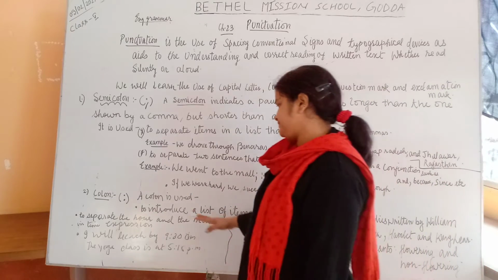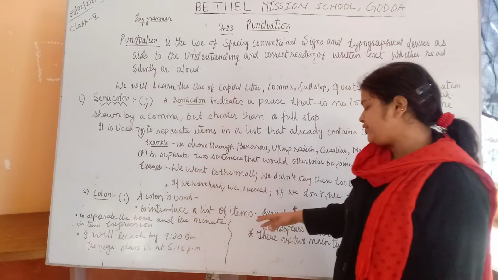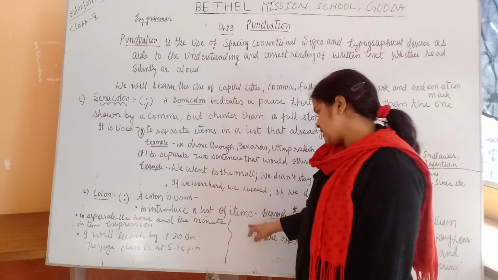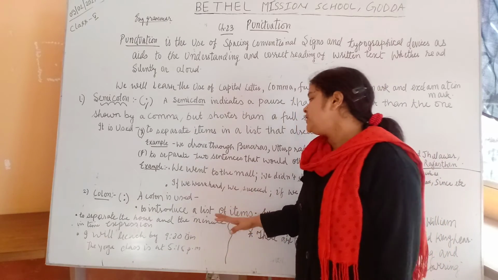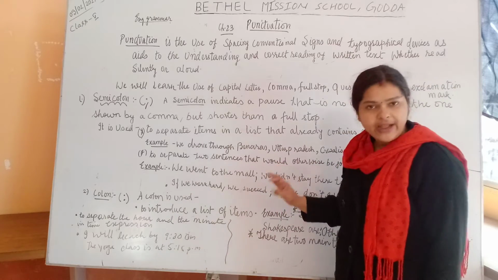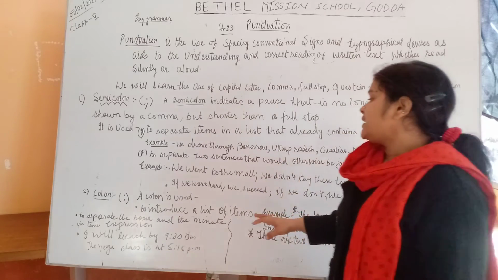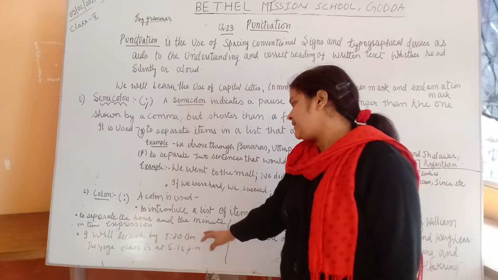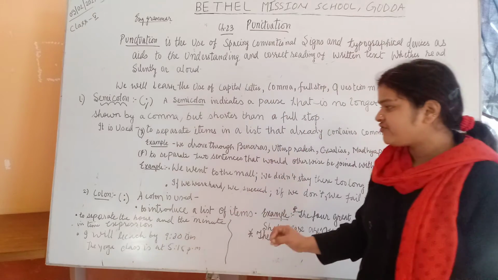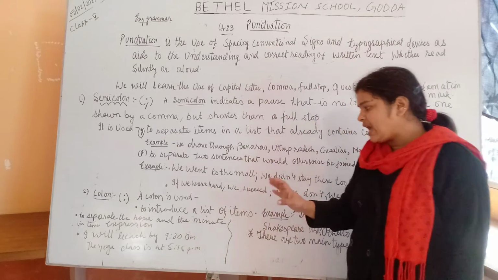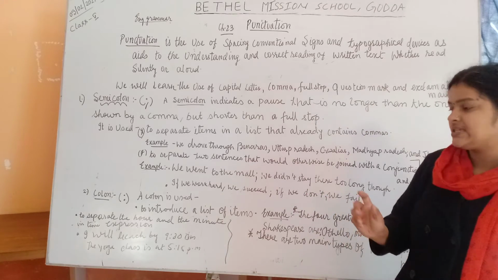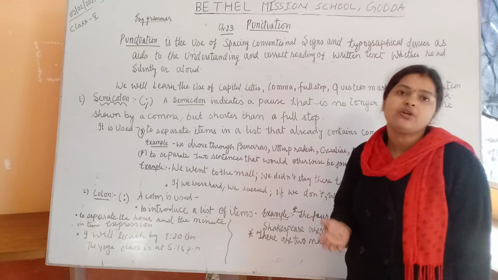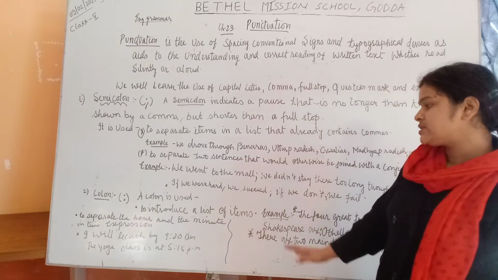Second one, colon. A colon is used to introduce a list of items. So what is the use of colon? It is used to introduce a list of items. We also generally use a colon to separate the hour and the minute in a time expression. That means when we are writing a sentence in which we give the time, we can use a colon there.